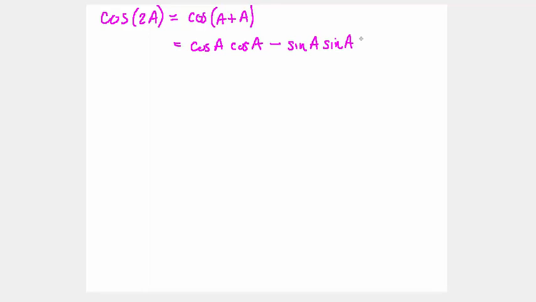If I do a little simplification here, cosine a times cosine a is really just cosine squared of a, and similarly sine of a times sine of a would be sine squared of a. And so this gives us our first double angle identity for cosine: cosine squared a minus sine squared a. And you can see right there where it comes from.